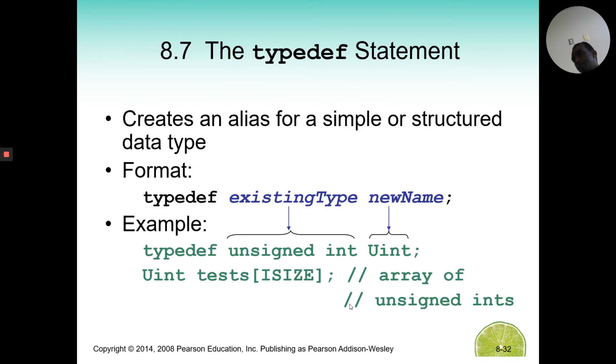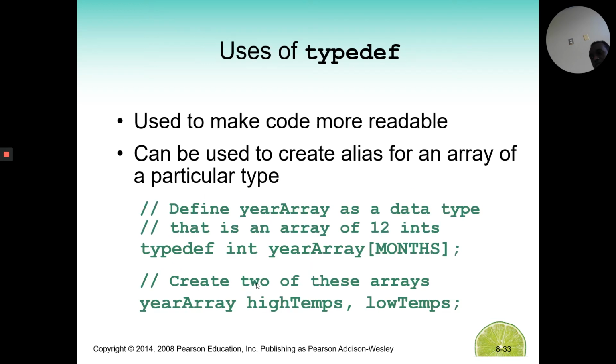The typedef statement creates an alias for a simple or structured data type, and the format is typedef, existing type name, and then a new name. So you can say typedef unsigned int uint, and then do the array of the unsigned integer. It's used to make code more readable, and it can be used to create an alias for an array of a particular type.